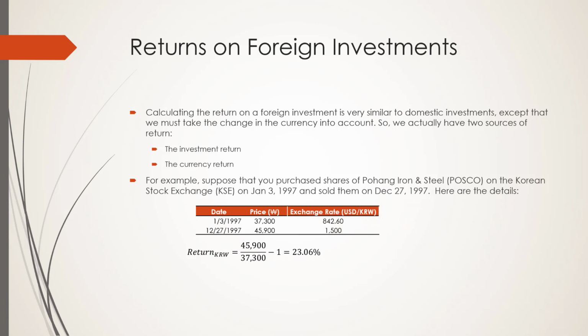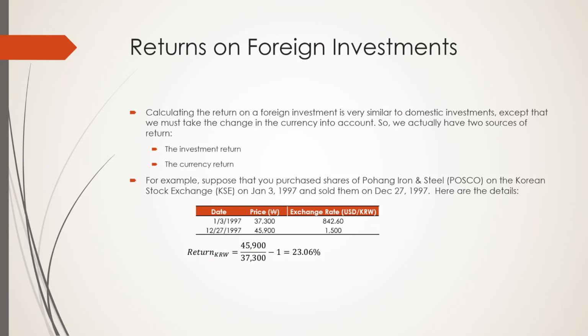And so we need to account for the exchange rate fluctuations. You can see at the beginning of the year, the exchange rate was 842.6 won per dollar. And at the end of the year, it was 1,500 won per dollar. So the Korean won lost about half of its value.